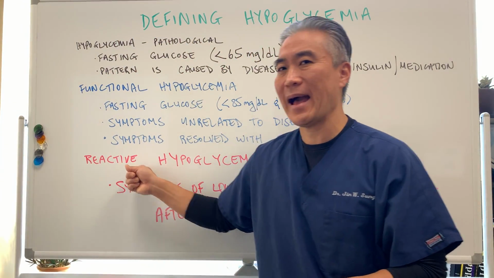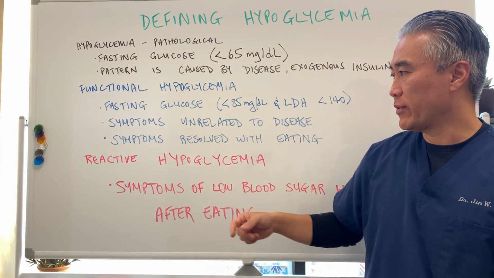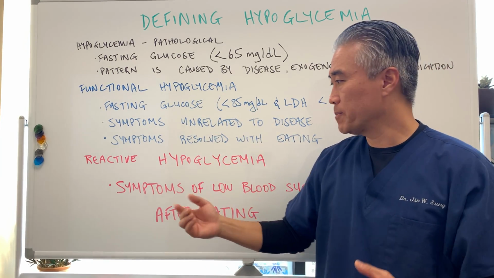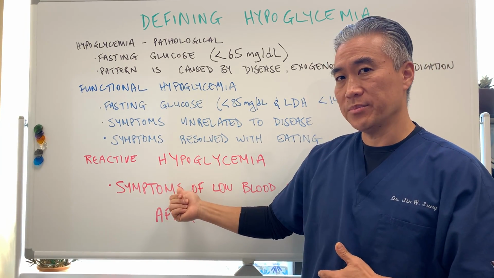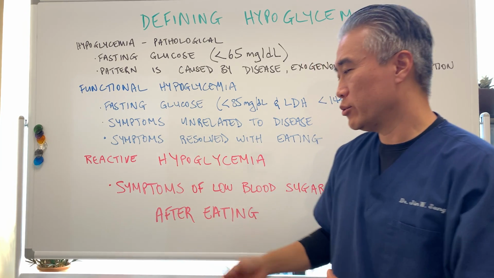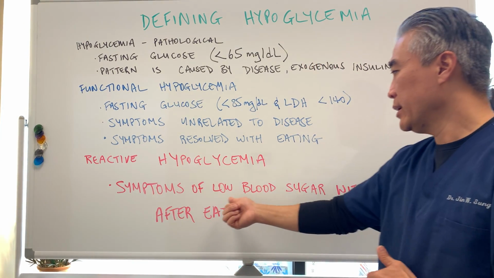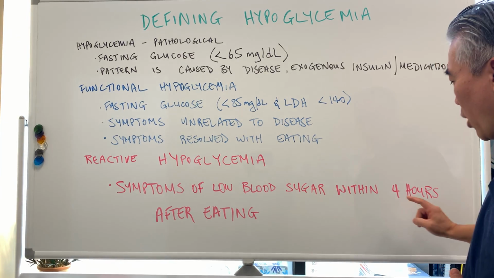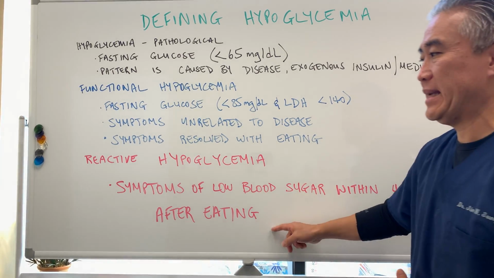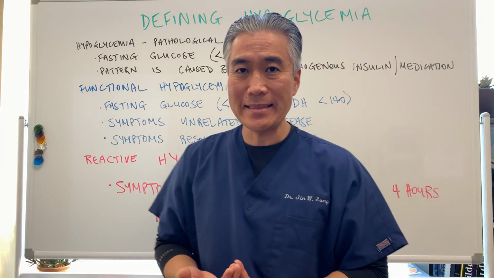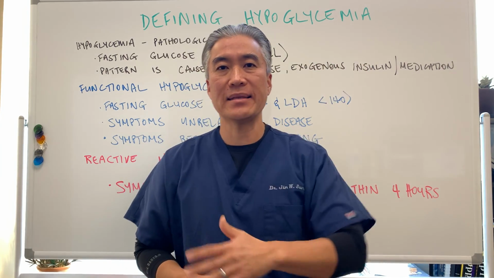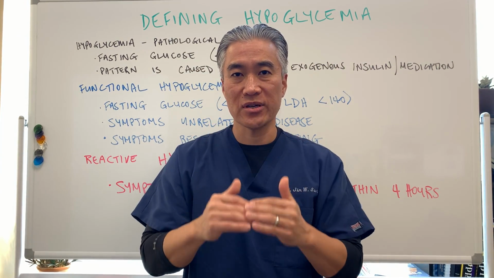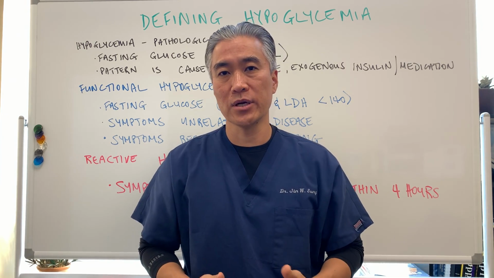Another one is called reactive hypoglycemia. Reactive hypoglycemia, some of these markers may look normal. However, the symptoms of low blood sugar, which we'll go over in the next video, occur within 4 hours after eating. So you eat and you have a rapid decline in blood sugar, and you start to experience signs and symptoms of low blood sugar.